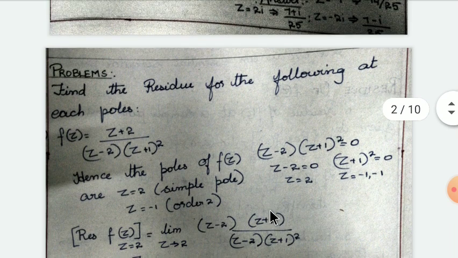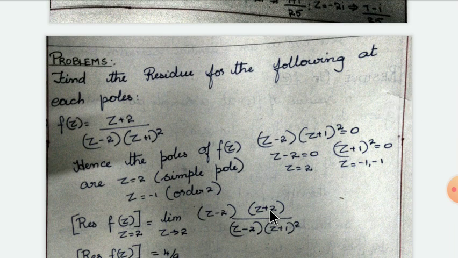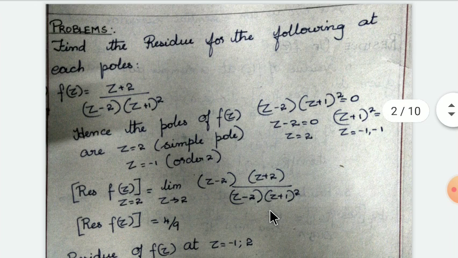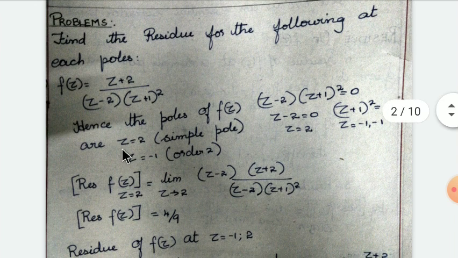Find the residue for the following at each pole. The first question: z plus 2 by (z minus 2) into (z plus 1) whole square. Hence, the denominator equal to 0 gives the poles. So the poles of f of z are where (z minus 2) into (z plus 1) whole square equal to 0. So we get z equal to 2 of order 1, called a simple pole, and z equal to minus 1 of order 2, called a double pole.